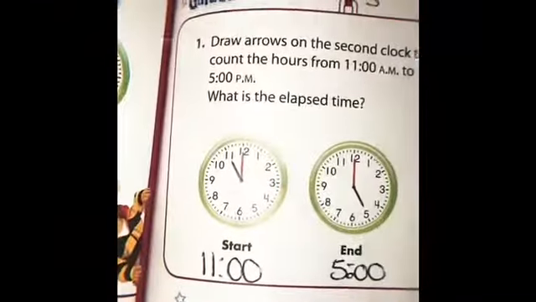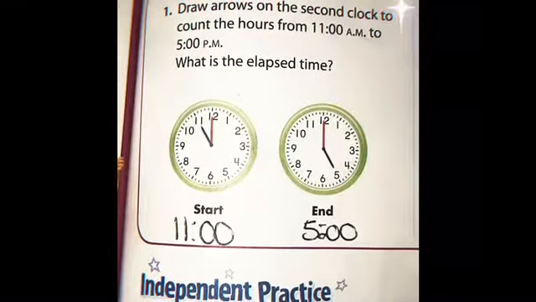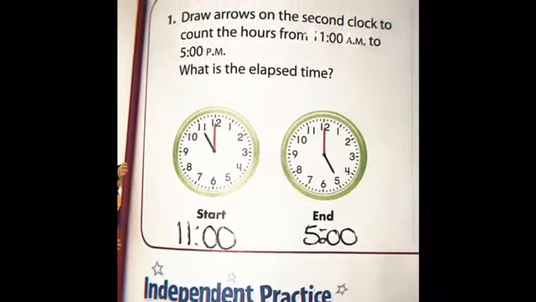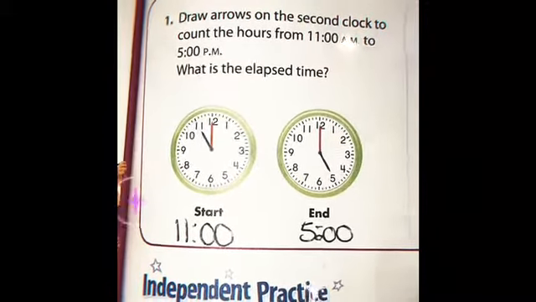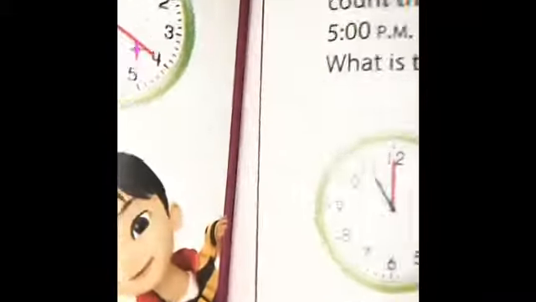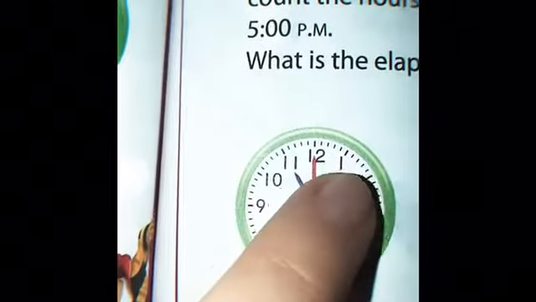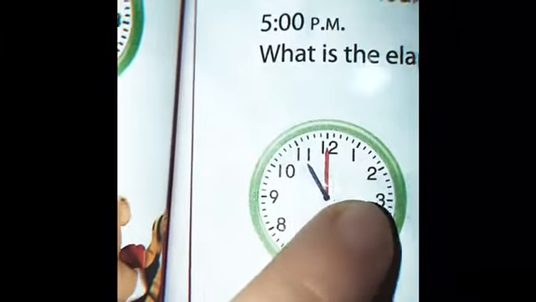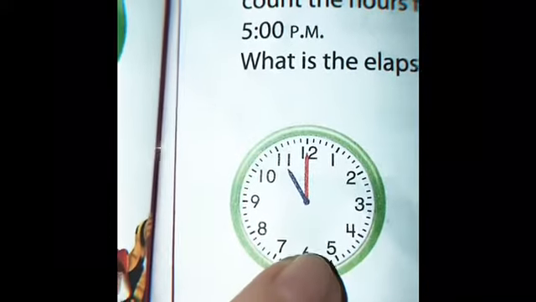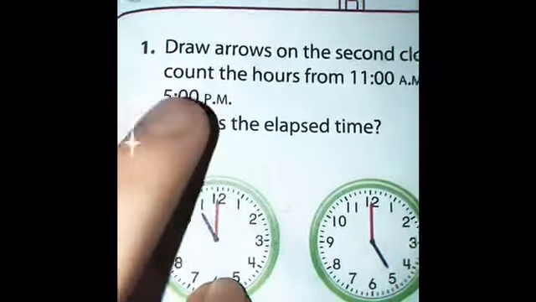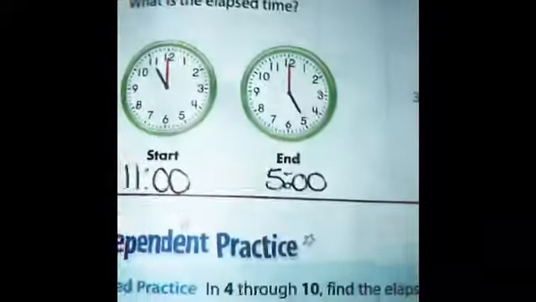Number 1, draw arrows on the second clock to count the hours from 11 a.m. to 5 p.m. What is the elapsed time? So we're going to start at 11. We're going to go 1, 2, 3, 4, 5, 6. 6 hours because I already got to 5 p.m. So what was the elapsed time? 6 hours.